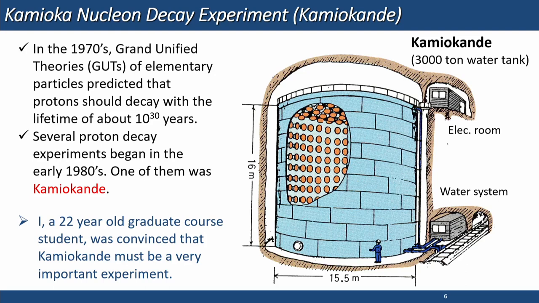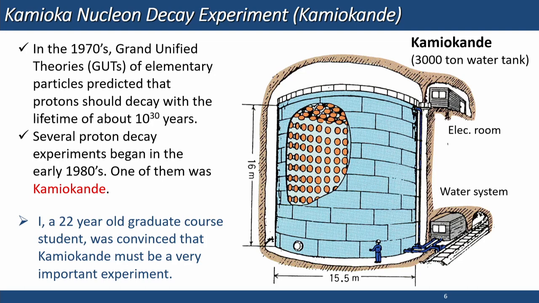Okay, I want to move on to the early days of the studies. I want to begin the story around the 1970s. Around that time, about 50 years ago, grand unified theories of elementary particles were proposed. This was a very interesting theory. According to the theory, strong, weak, and electromagnetic interactions should be unified at a very high energy scale. And many physicists were excited with the idea.